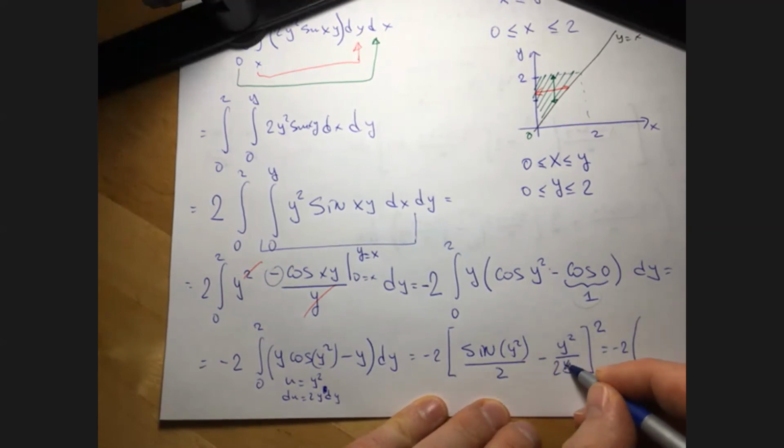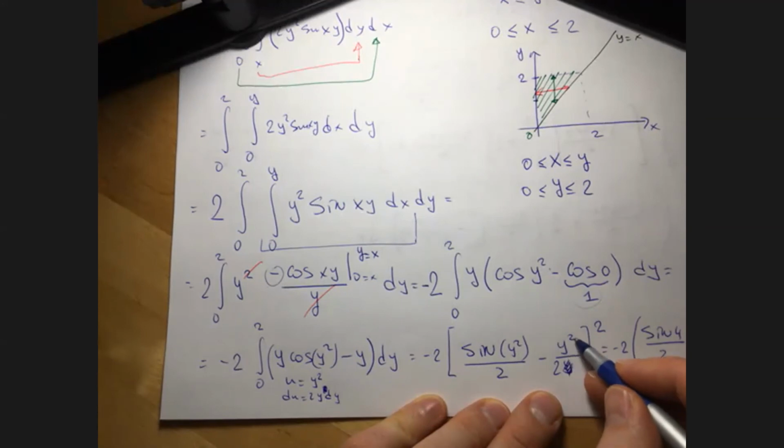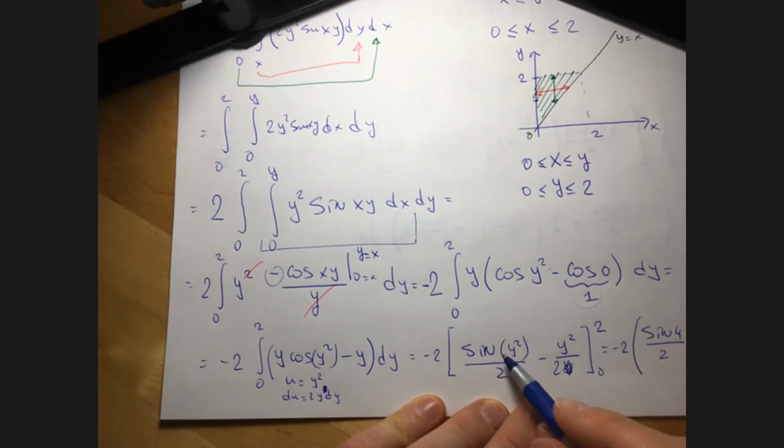So you have sine of 4 over 2 minus 2 squared, which is 4, over 2, is 2, minus 0. Why minus 0? Because sine of 0 is 0 and 0 divided by 2 is 0. So finally here we have -2 times 2 is -4, -2 times -2 is 4. Sorry about that. Minus sine of 4.